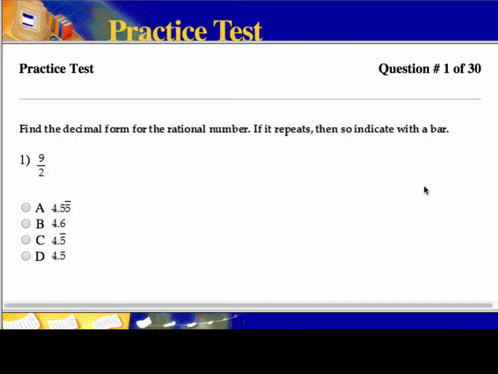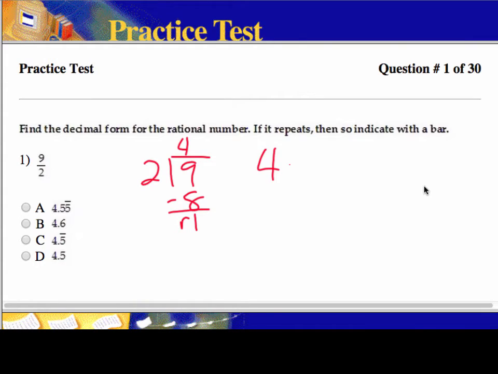All right, so now for question number 1, it says find the decimal form of the rational number, and if it repeats, indicate that with a bar. Now this one you can just do on your calculator. Obviously, we all know that this is the same as 9 divided by 2. We could say 4 times 2 equals 8, and that leaves us with a remainder of 1. And then what we would say is 4 plus 1, the remainder over the divisor, which is 2, which is 4.5, right?